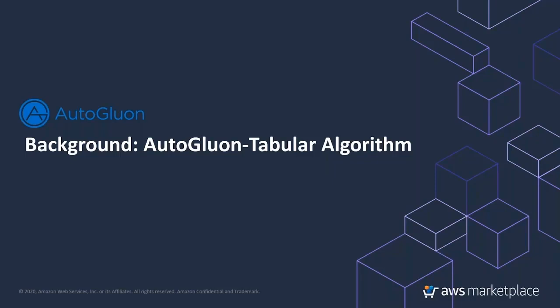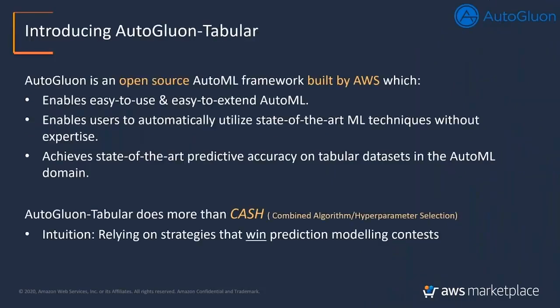So today I'm very excited to talk to you about AutoGluon-Tabular. AutoGluon is an open source AutoML framework built by AWS, which enables easy to use and easy to extend AutoML. It enables users to automatically utilize state-of-the-art ML techniques without expertise and achieve state-of-the-art prediction accuracy on tabular datasets in the AutoML domain. And today I'm specifically talking about AutoGluon-Tabular. However, we do have computer vision and natural language processing tasks as well.